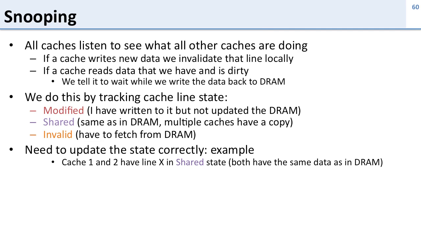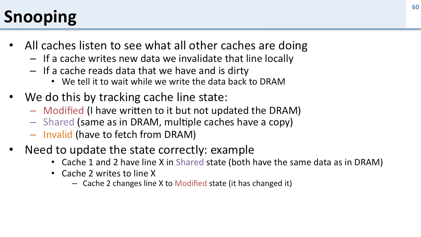So let's take a look at an example. Say cache 1 and cache 2 both have line X and it's both shared. So it's shared, that means both of them have the same data that's in the DRAM. Now cache 2 writes to line X. So now it's no longer the same as the DRAM. So cache 2 is going to change this line from shared to modified because it's changed it. At the same time, cache 1 is going to change its line to invalid because cache 2 has now updated the line and cache 1 doesn't have the right value.